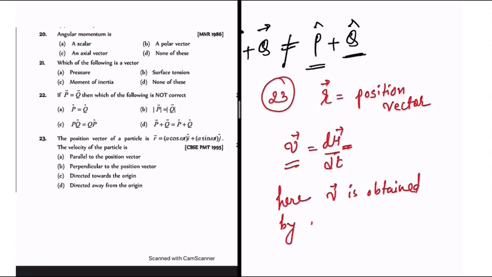v is obtained by differentiation of vector r. Therefore v is perpendicular to r. Remember this. Okay, B is your answer.